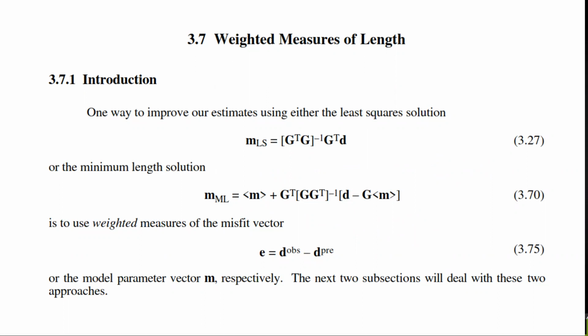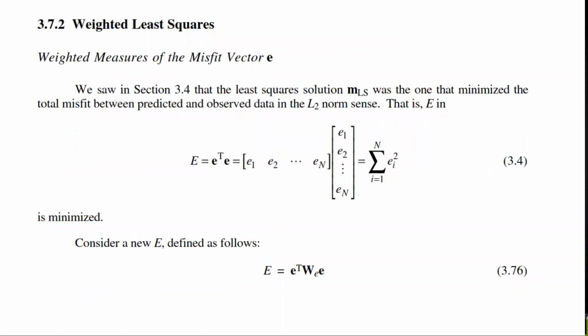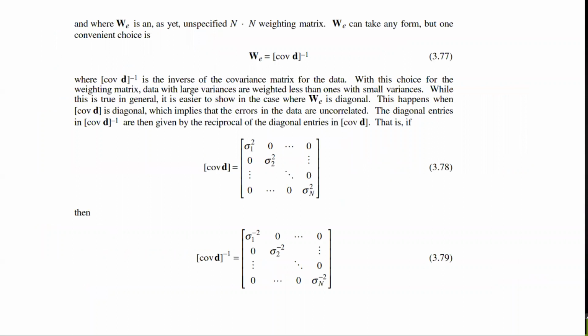So again, why is this weighted matrix related to the covariance of d? Yeah, the inverse matrix of the covariance. Each data, if I remember this equation correctly, it should be something like this, sigma squared.